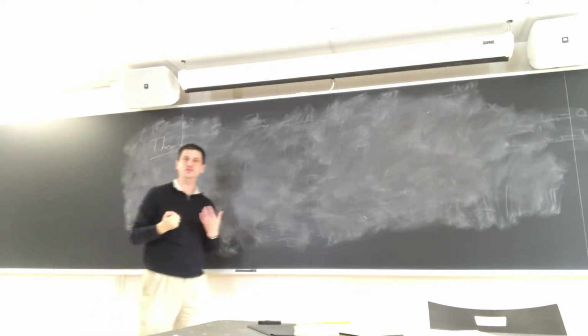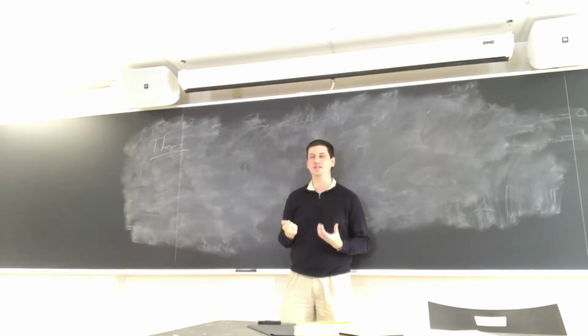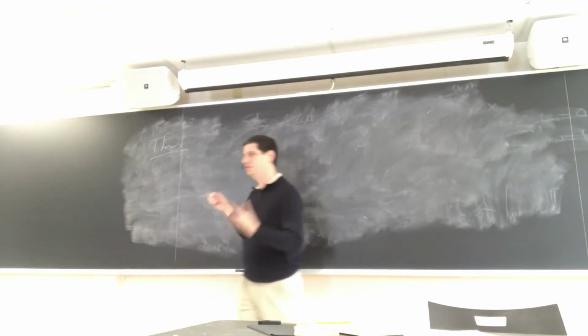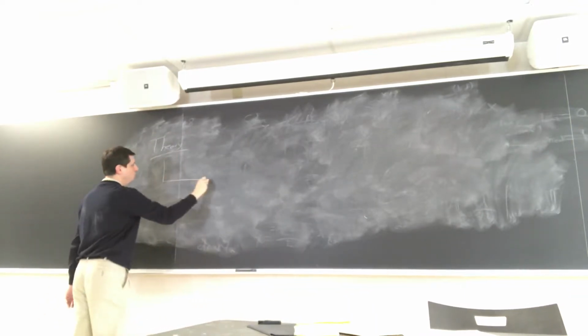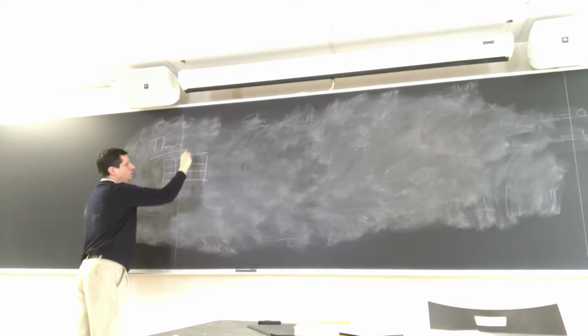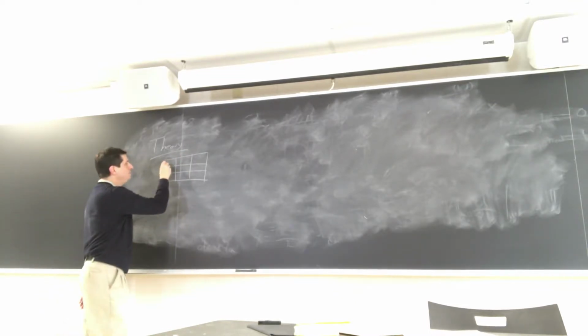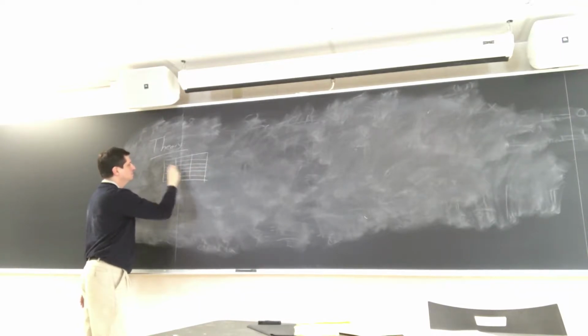What's the nicest region you can think of for two variables? What region would you love to integrate over? A rectangle, right? If you had a choice, you would want a rectangle. And then we can do it exactly as before. Let's chop it up into thirds. Or we could chop it up into sixths.